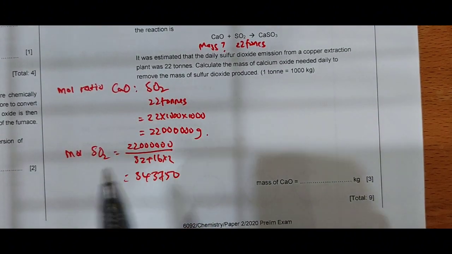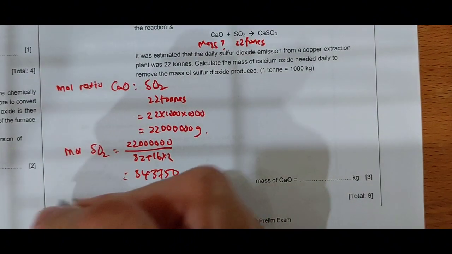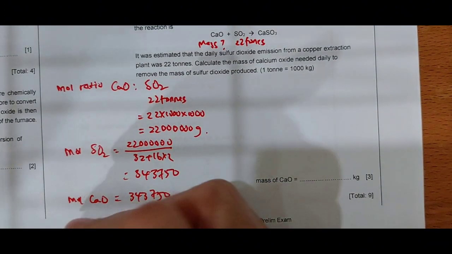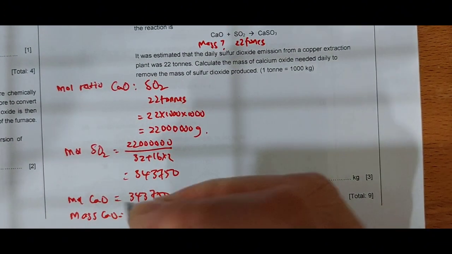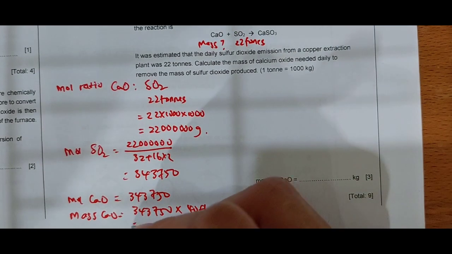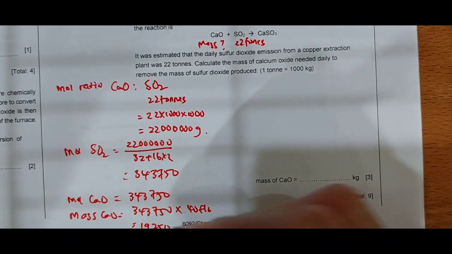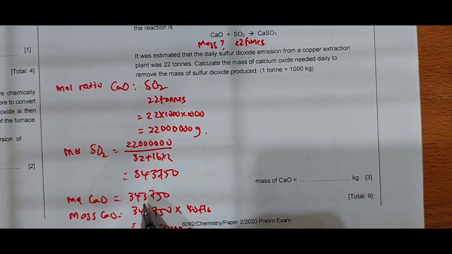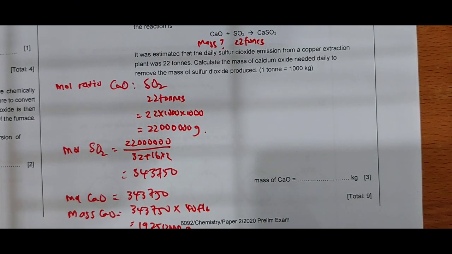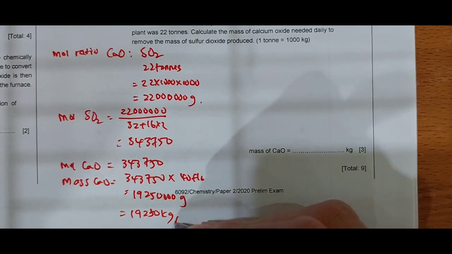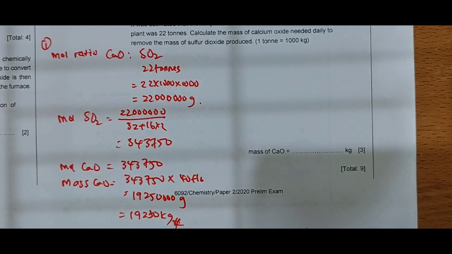Now, since the mole ratio is 1:1, your calcium oxide will also be this many mole. Okay, your calcium oxide will also be 343750. Then you have to find out the mass of calcium oxide, which is 343750 times the MR for calcium oxide, which is 40 plus 16, and that would give you 1925,000 gram. Okay, so when you find the mass from the mole, it must be in grams. But the question wants kilograms, so divided by 1,000, that will give you 1925 kilogram. Okay, so this is the first method using mole ratio.